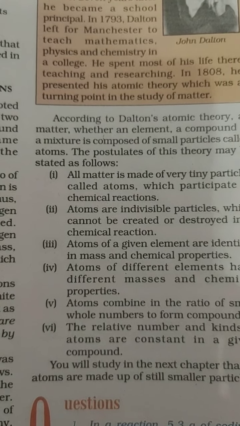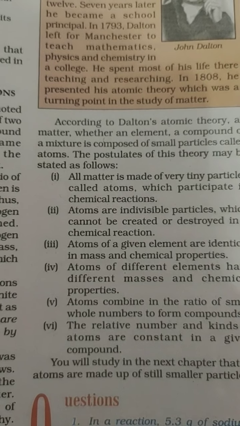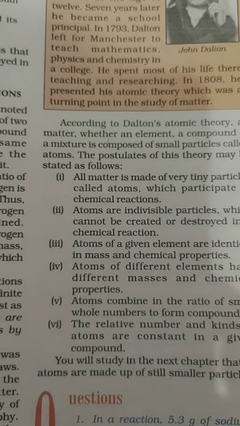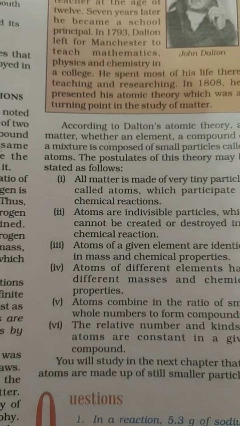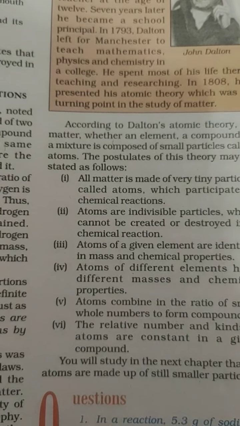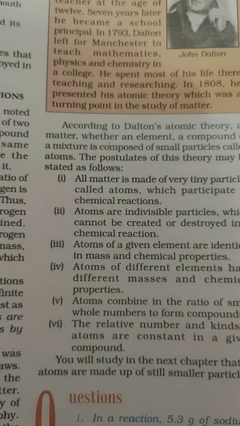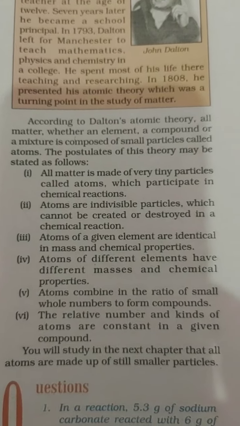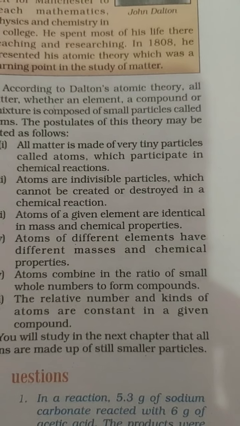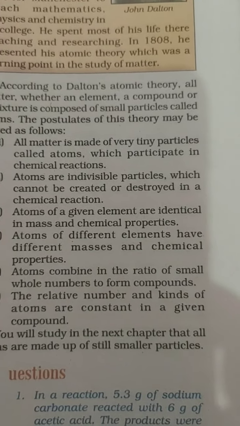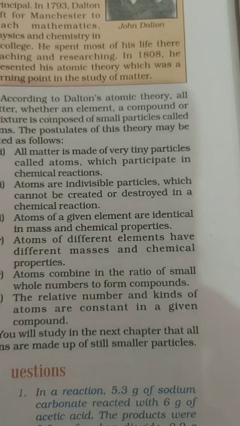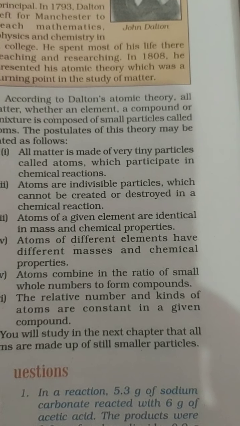Then he said that atoms of a given element are identical. That means all the atoms of any element will be identical in their mass, shape, size and chemical properties. The atoms of an element will be alike in their mass, shape and size, and their chemical properties will be the same as well. Then he said that atoms of different elements will have different masses and different chemical properties.